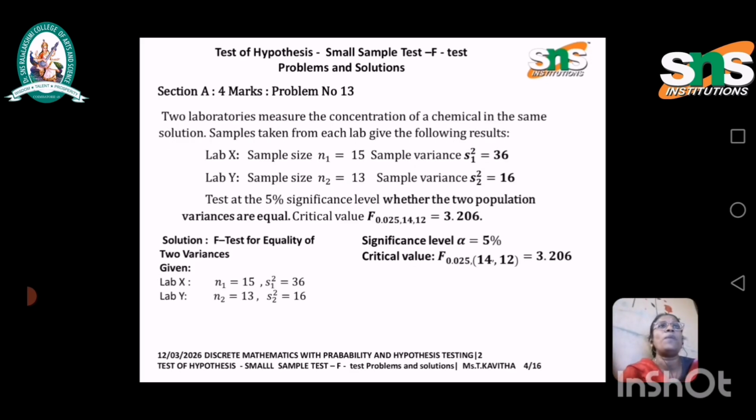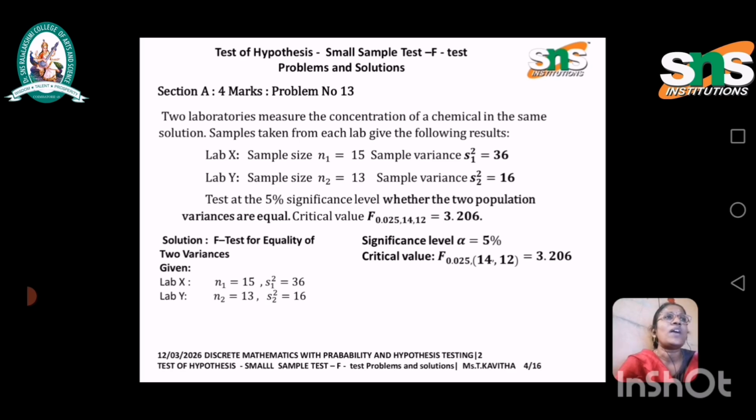This is the first problem. Two laboratories measure the concentration of a chemical in the same solution. Samples taken from each lab give the following results. Lab X: sample size N1 is equal to 15, sample variance S1 square is equal to 36, and Lab Y: sample size N2 is equal to 13, sample variance S2 square is equal to 16. Test at the 5% significance level whether the two population variances are equal.